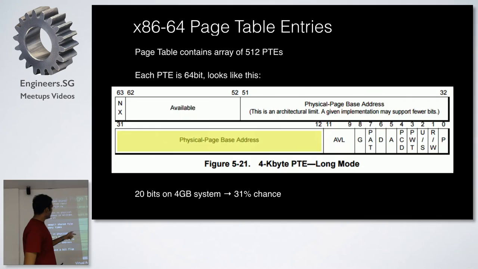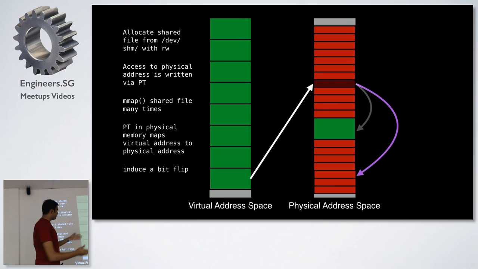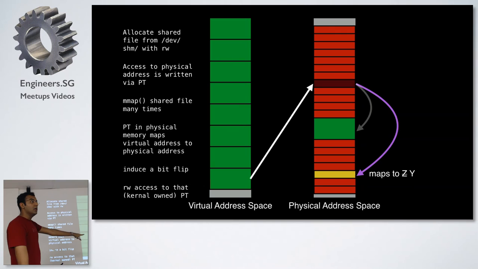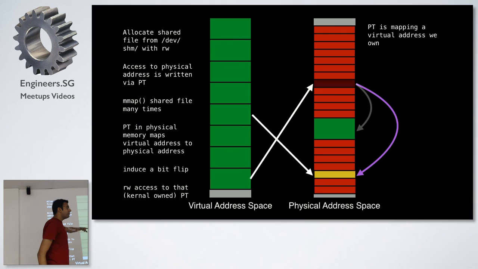Back to my example. So let's say we cause a bit flip there that points to another place in memory, and you know that there's a page file there because you sprayed the entire physical RAM with page files. You can now compromise that page file because I have read-write access to a page file. And that page file has the mappings for another block of virtual memory that you own.